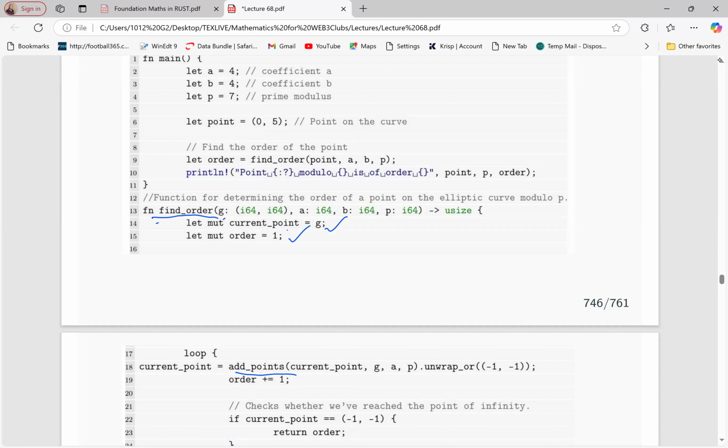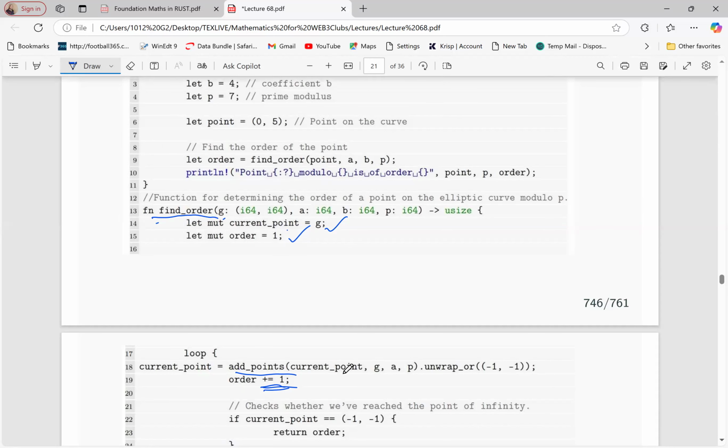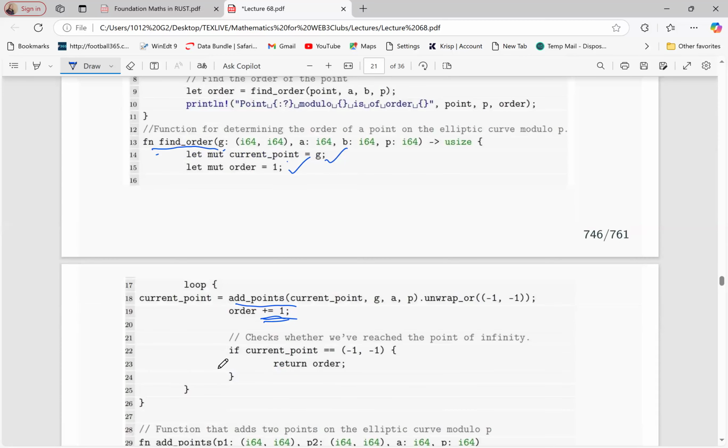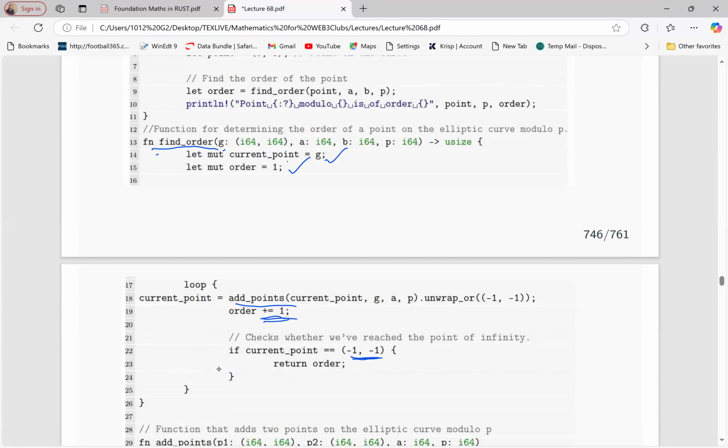And every time you do that, increment by 1. So I added P to itself, I got 2P. Then I increment by 1. Now 2P plus P, I get 3P. Now 3P plus P, get 4P and so on. Increment by 1. Just go step by step until you have the result. And once you get -1, -1, what you have is the order.